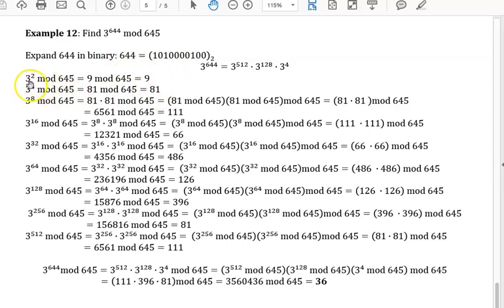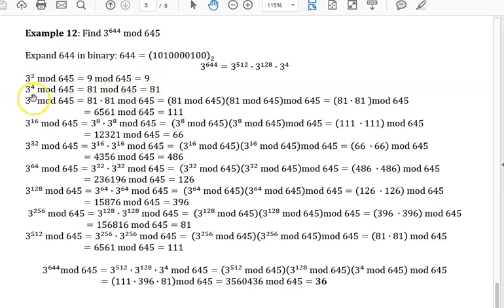And now we're basically going to do repeated division. We're going to repeatedly find remainders. So we start at 3 to the 2, and we do 3 to the 2 mod 645. 3 to the 2 is 9. 9 mod 645 is 9, because what's the remainder if I divide 9 by 645? We get 0 with a remainder of 9.